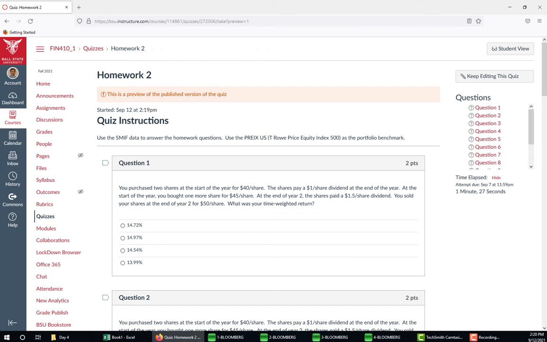So let's get started. For question 1, you bought 2 shares at the start of the year for $40 a share. They pay a $1 per share dividend, and at the start of the year, you bought 1 more share for $45. At the end of year 2, shares pay 1.5, and at the end, you sell all your shares for $50. What is your time-weighted return? Okay.